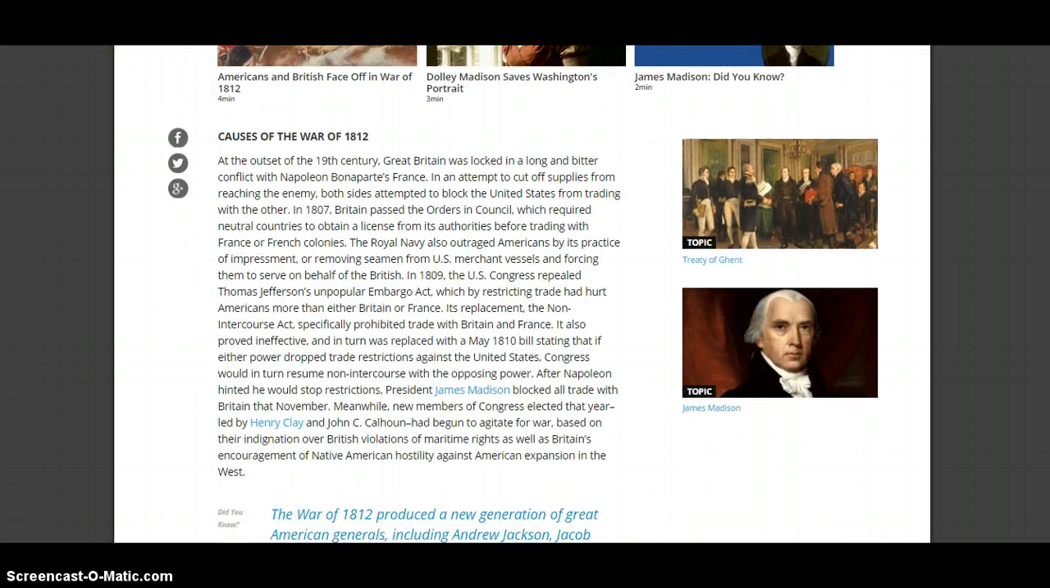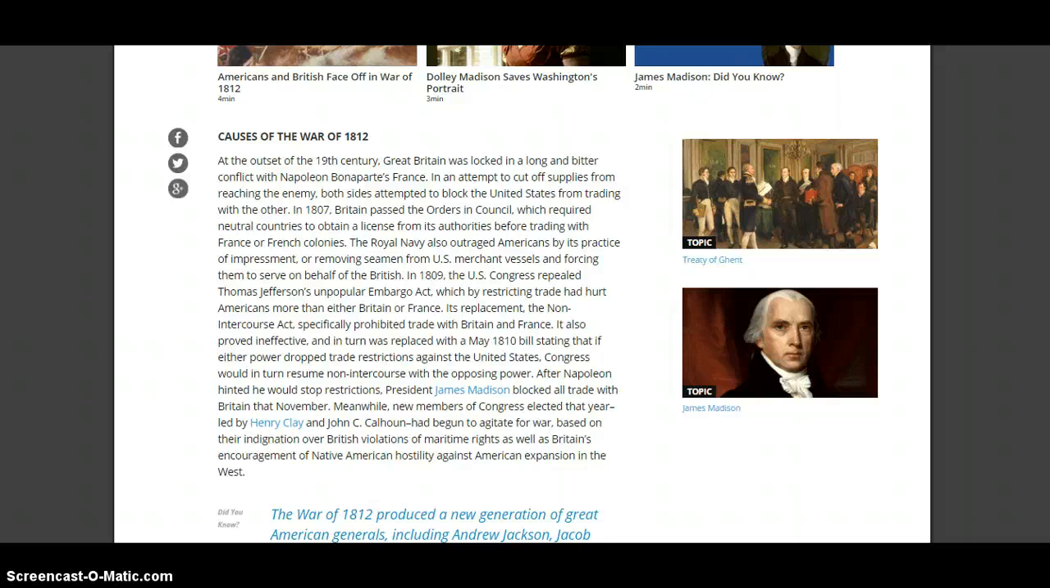Causes of the War of 1812. At the onset of the 19th century, Great Britain was locked in a long and bitter conflict with Napoleon Bonaparte's France. In an attempt to cut off supplies from reaching the enemy, both sides attempted to block the United States from trading with the other.